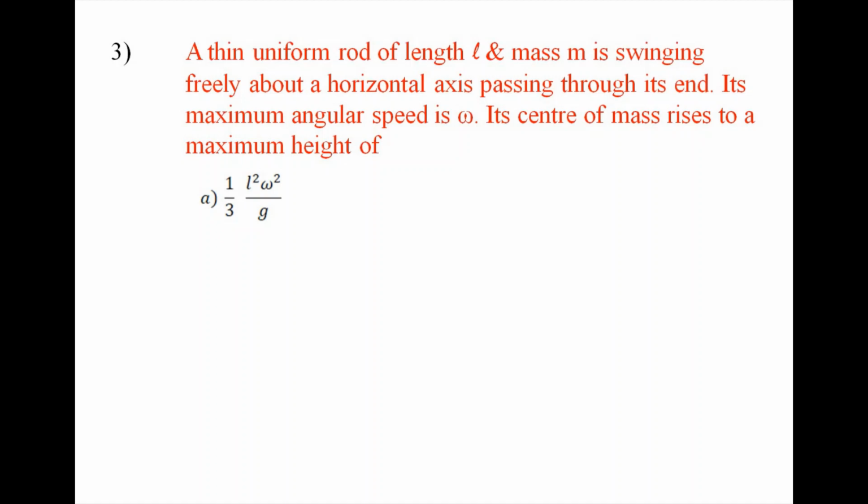Option A is 1 by 3 l squared omega squared into g. Option B is 1 by 6 l omega divided by g. Option C is 1 by 2 l squared omega squared divided by g. And option D is 1 by 6 l squared omega squared divided by g. Let's see the solution.